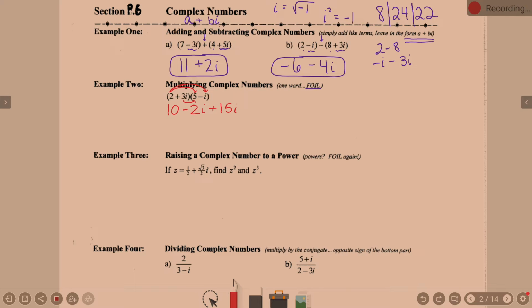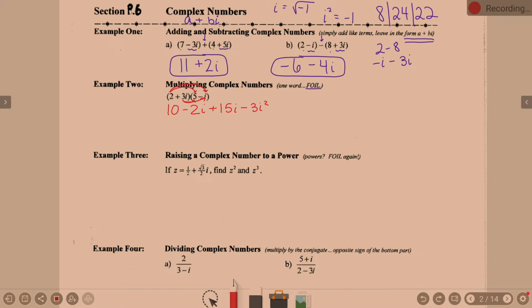And then L being last. We're distributing 3i to -i. 3i times -i is -3i squared. Does that help explain what I mean when I say FOIL? We use the acronym FOIL, however, distribute is what we're really doing.